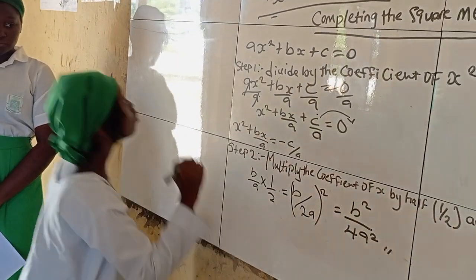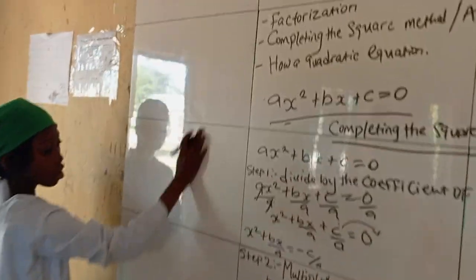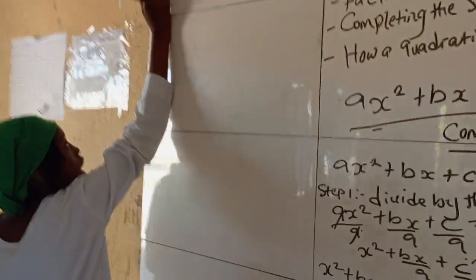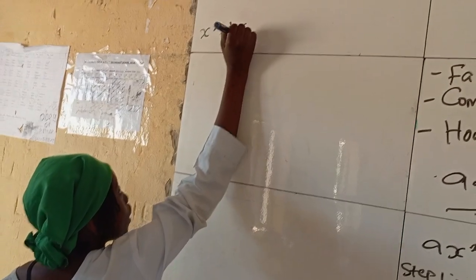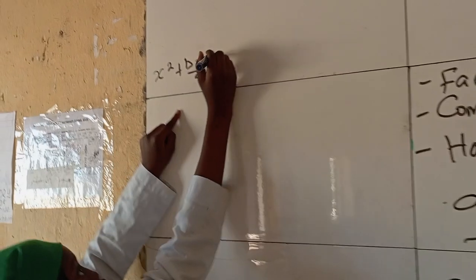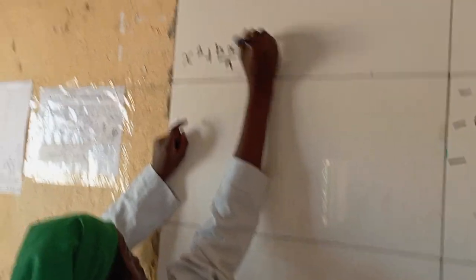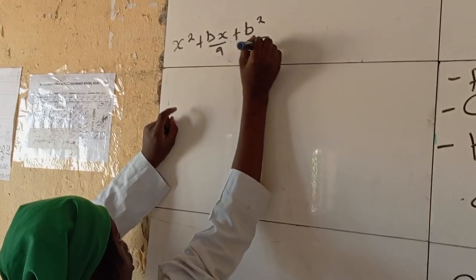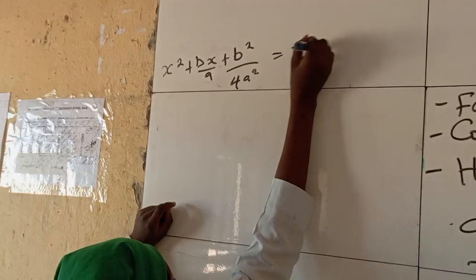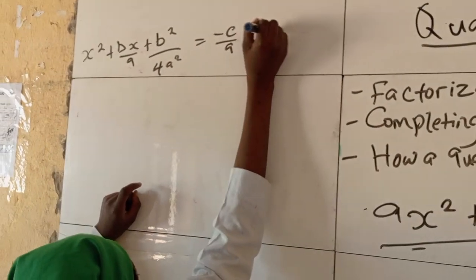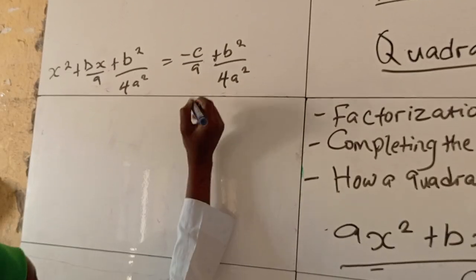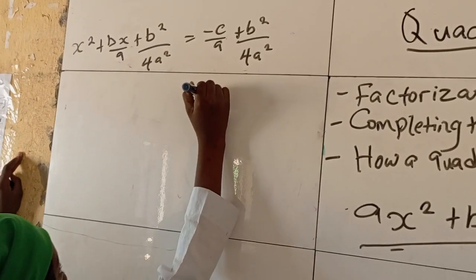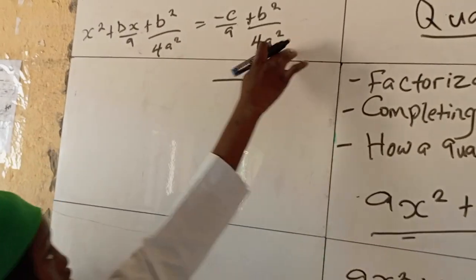Where we have x squared plus bx over a. Since we are adding it to both sides, it will be plus b squared all over 4a squared equals minus c over a plus b squared all over 4a squared. Now, at this point, let's deal with the left hand side. This left hand side, we find the LCM. What's going to be our LCM here?